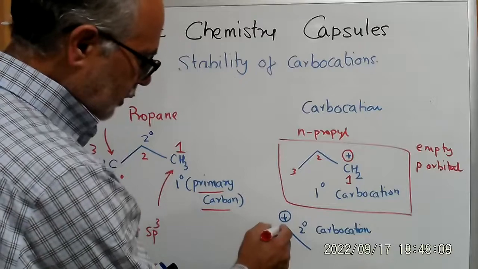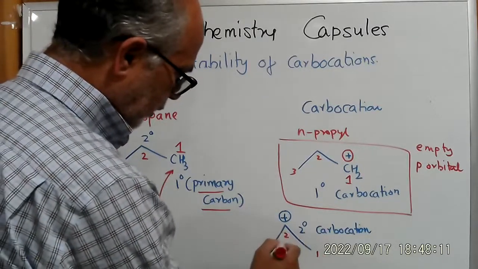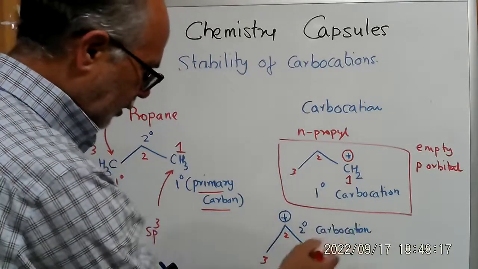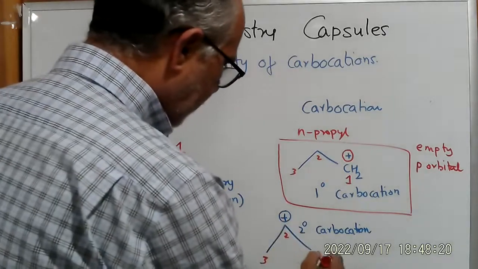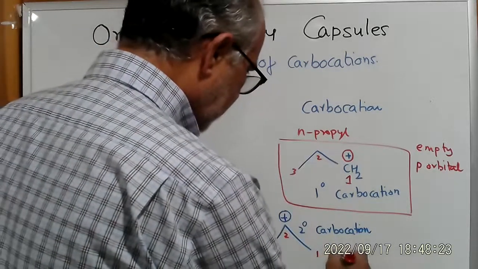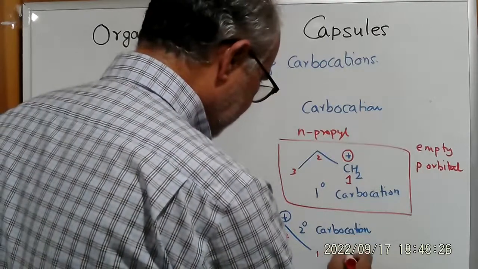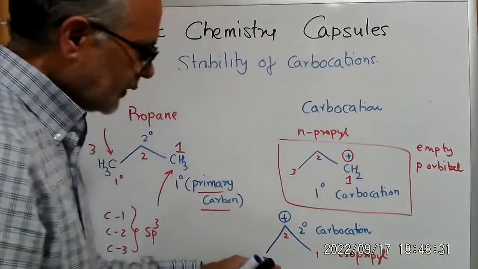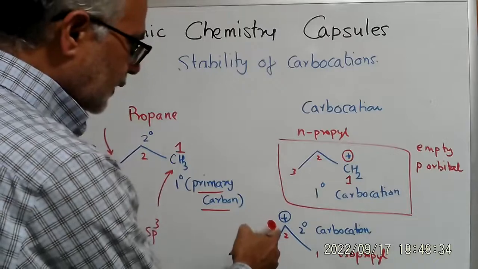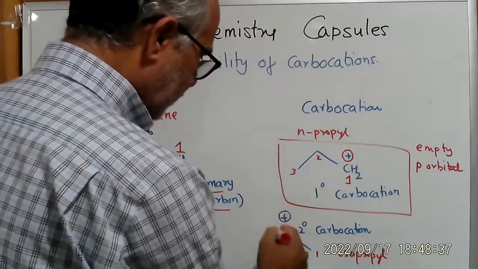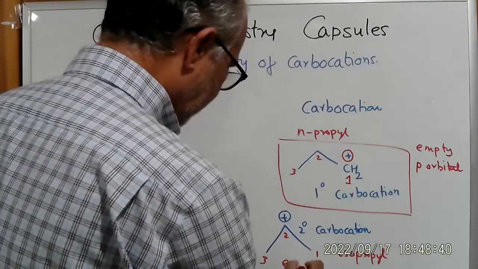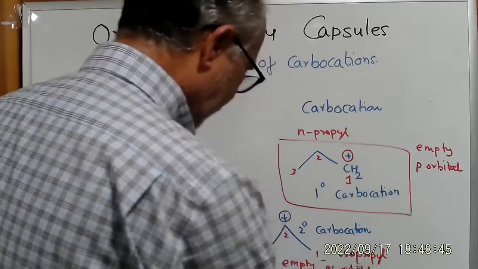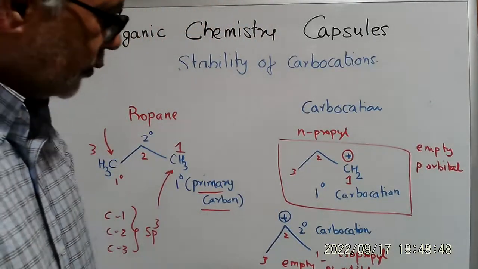And likewise, carbon 2 in the bottom structure is the secondary carbocation. It has a positive charge, and this is called an isopropyl carbocation. That's the name of the carbocation, but this is the secondary carbocation. Again, this carbon 2, the central carbon with the positive charge, has an empty p orbital. So keep that in mind. We'll come back to why we are saying empty p orbital. Of course, lack of electrons makes it empty.